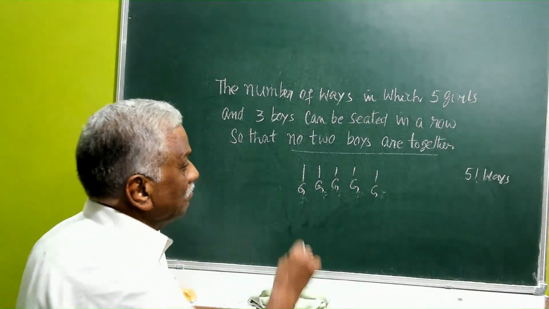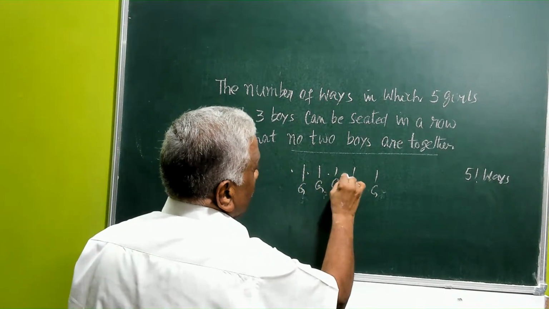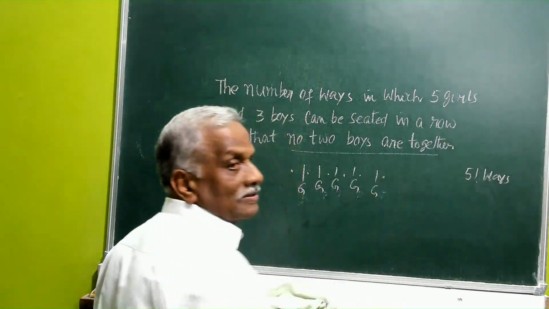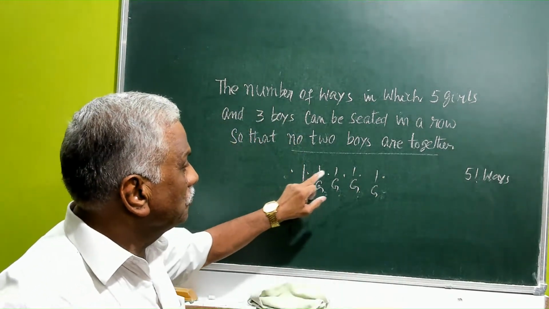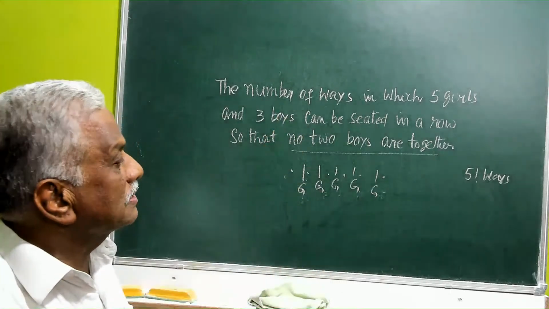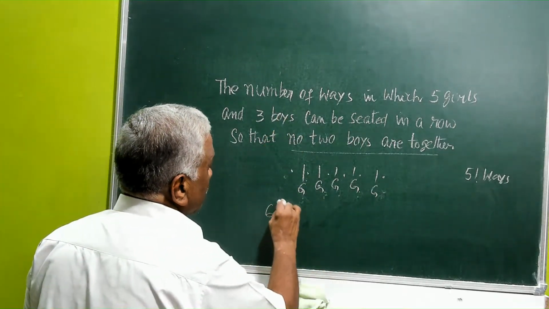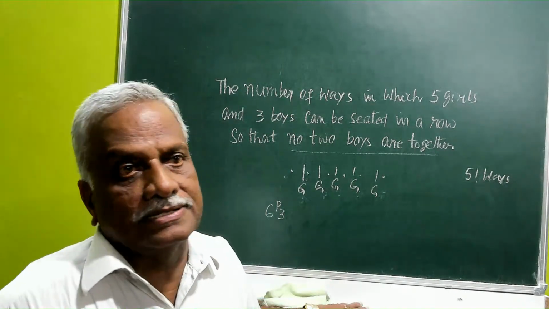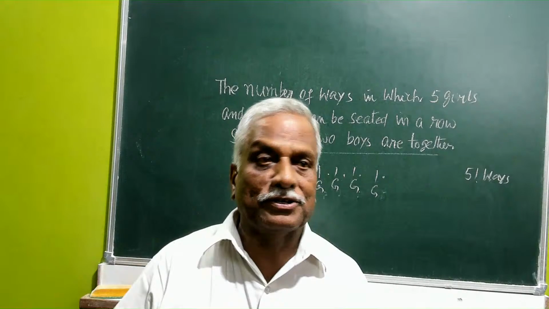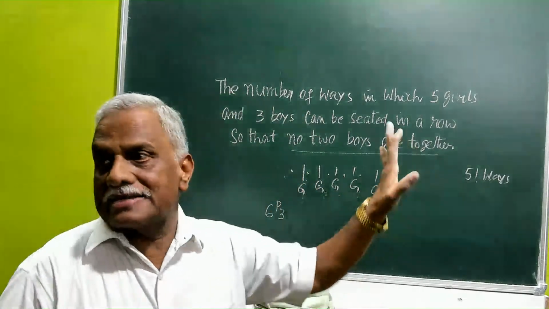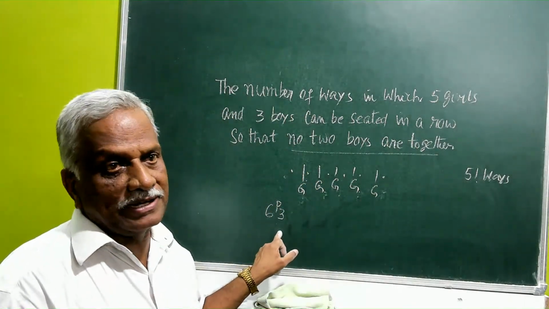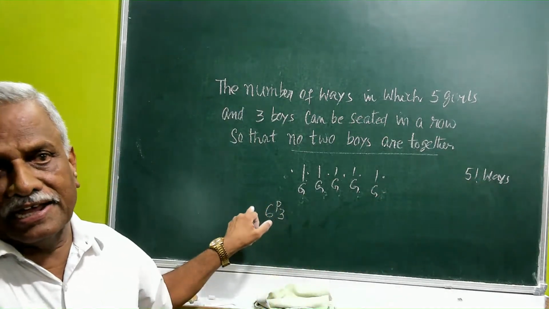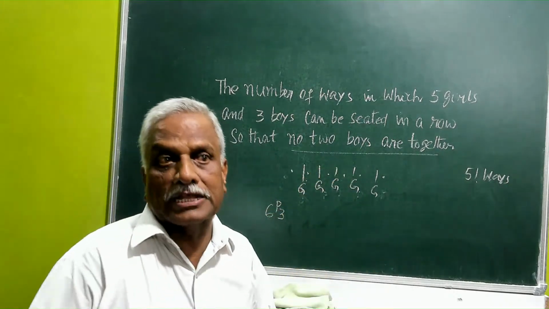Now the boys can be placed here, or here, because no 2 boys should be together. How many places are there? 1, 2, 3, 4, 5, 6. How many boys are there? 3. Therefore, the arrangement is 6P3. I repeat. First, arrange the girls in 5 factorial ways. Now there are 6 places for boys, so they can be arranged in 6P3 ways. The fundamental principle says if one thing can be done in m ways and a second thing in n ways, the two things together can be done in mn ways.